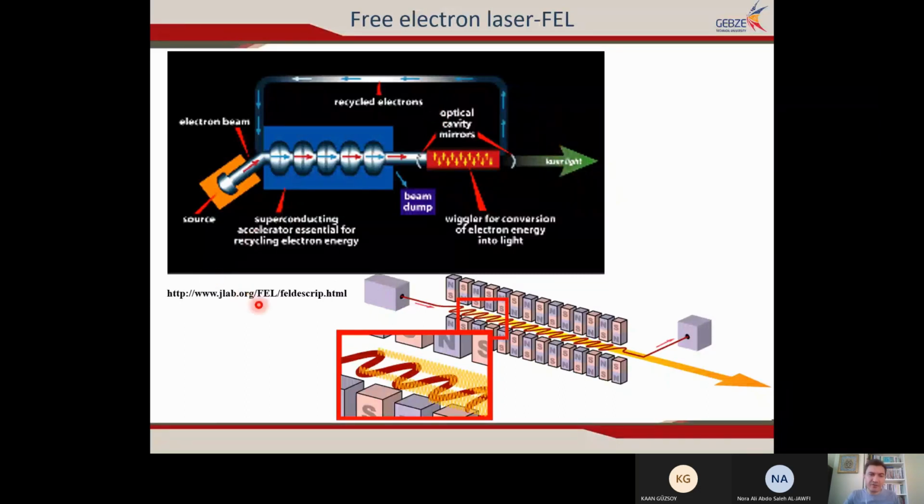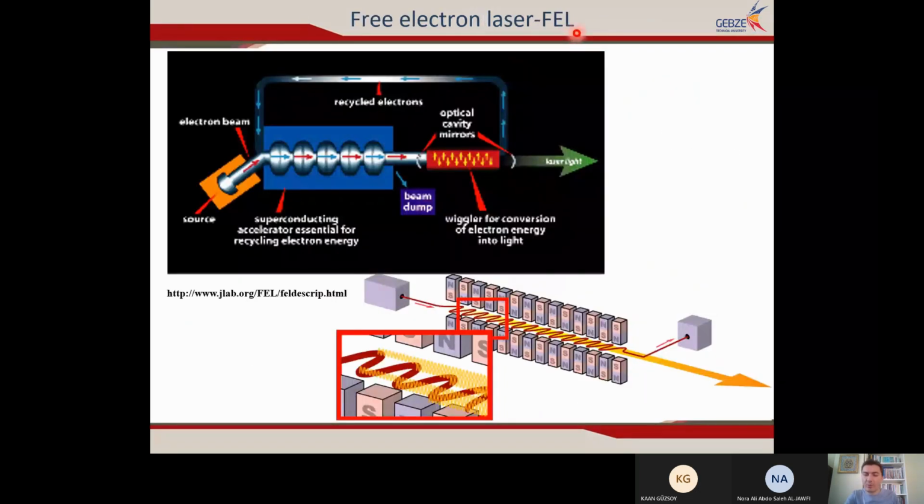This is the sketch from the Jefferson lab in the United States. So what we have here, electron source again, you accelerate electrons, and here there's a superconducting RF cavity, you accelerate electrons. And here there's a wiggler or undulator, okay? Then within these wigglers or undulators, but in FELs, in free electron lasers, there are very long undulators, very long wigglers. Why the name is called as laser?